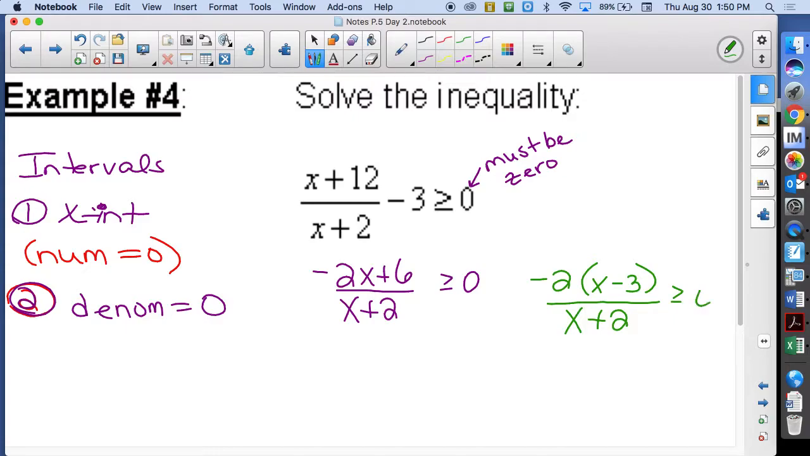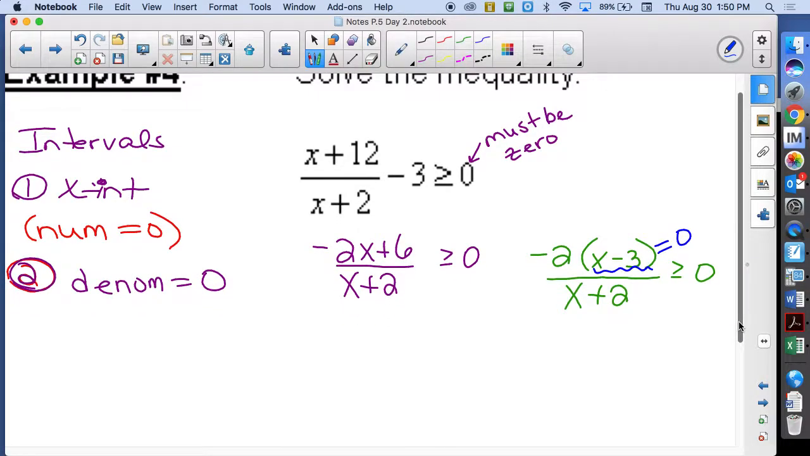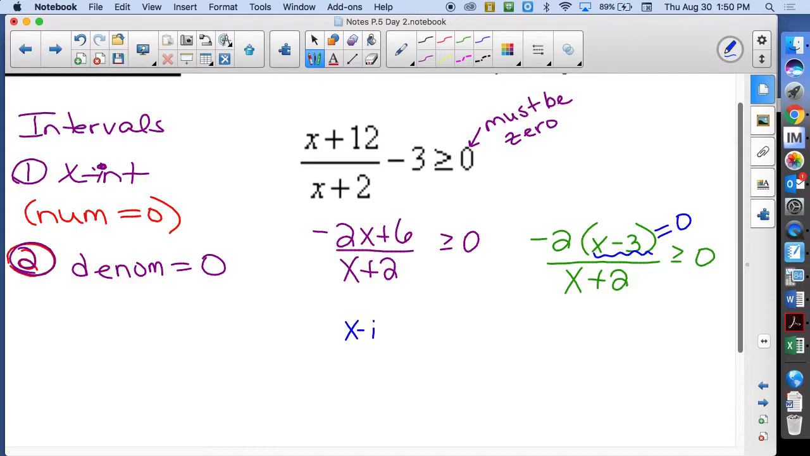So an x-intercept is found by taking the parenthesis on the top and setting that equal to 0. So if you just take this parenthesis, set it equal to 0, that's your x-intercept. That's the benefit of factoring, pulling that out, because it makes it really easy to find. So our x-intercept is at 3, and then who said the denominator value?